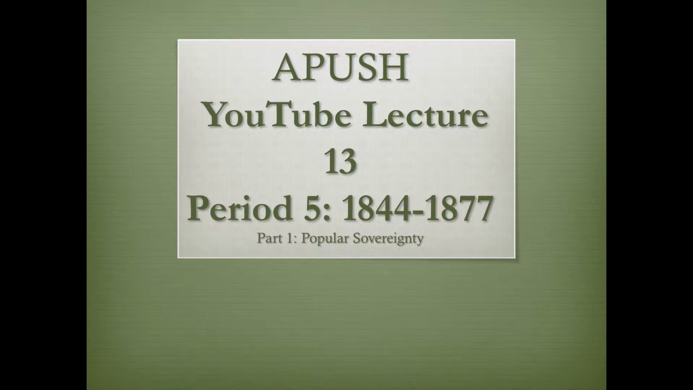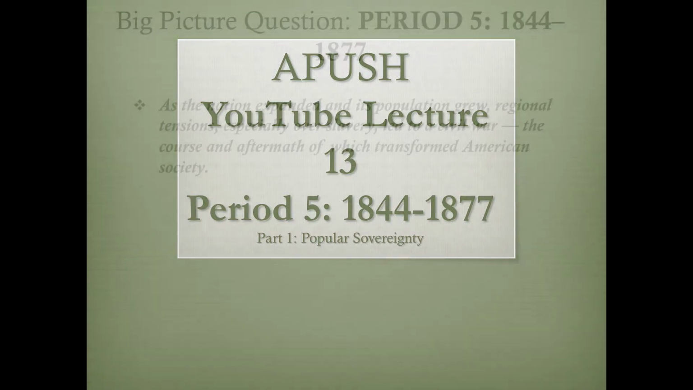Hello everyone and welcome to lecture number 13. As you notice, we're now in period 5, which covers the years 1844 to 1877. Now this is the pre-Civil War, and then right after the Civil War, the Reconstruction era is what this period will be covering. And this is our first lecture in period 5, and I have entitled it Popular Sovereignty.